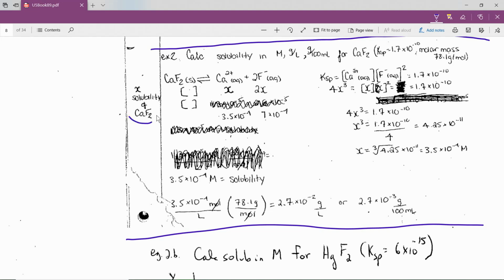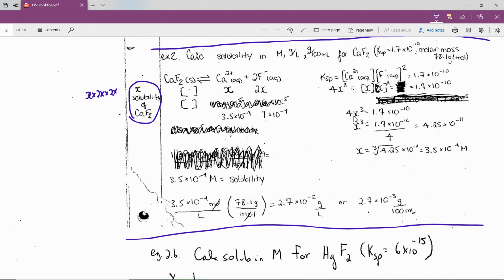So if I let X be the solubility of CaF2, which I always do, then I get X of calcium 2 plus and 2X of F minus. So I plug that in, X times 2X, but I have to square the 2X, so it's 4X cubed, right? X times 2X times 2X is 4X cubed. Some students make the mistake and say it's 2X cubed. It's not, it's 4X cubed.